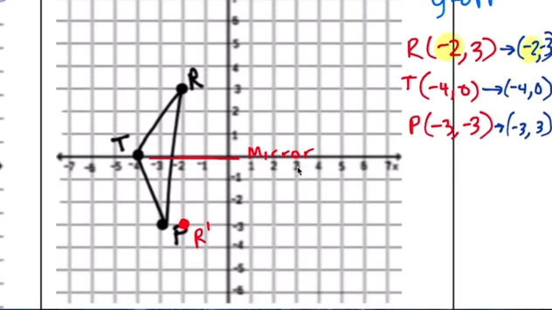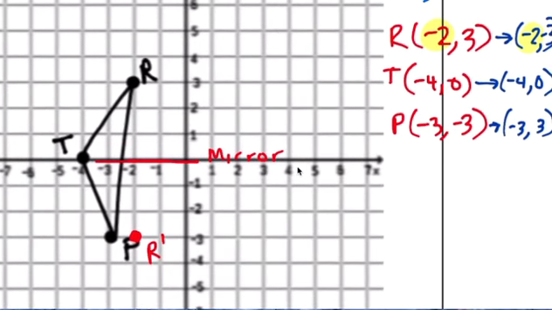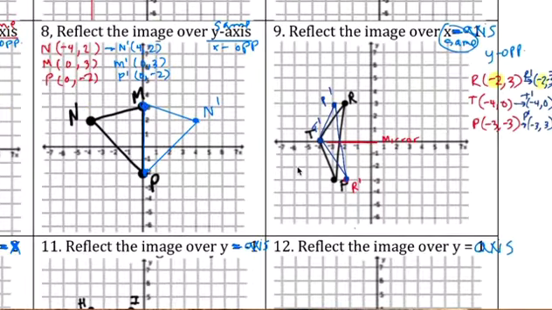And then graph it. -4, 0. Same spot. And that's also T prime. -3, +3 is your P prime. Connect the dots. Got the image over the x-axis. Okay.